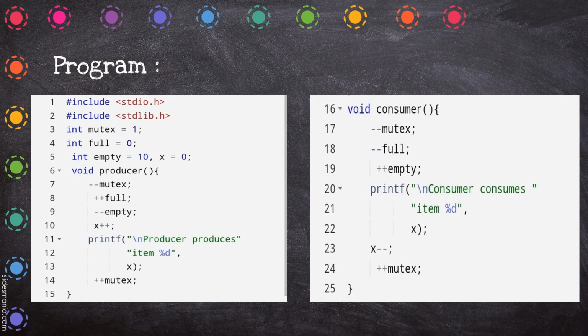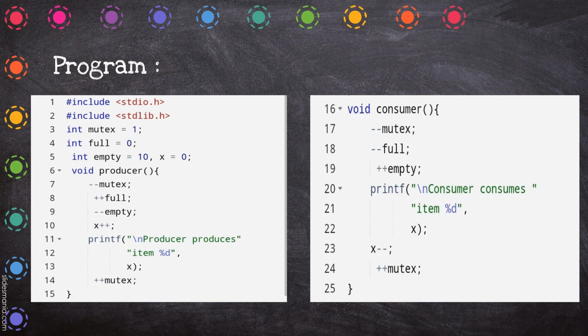The producer function is defined here. It enters the critical section by decrementing mutex by 1. It increases full to indicate that an item has been produced and added to the buffer. It decreases empty to show that there is one less empty slot. It produces an item, increments X, and prints a message indicating the item produced. It exits the critical section by incrementing mutex by 1.